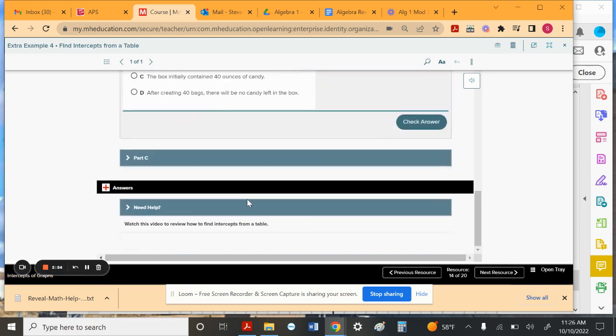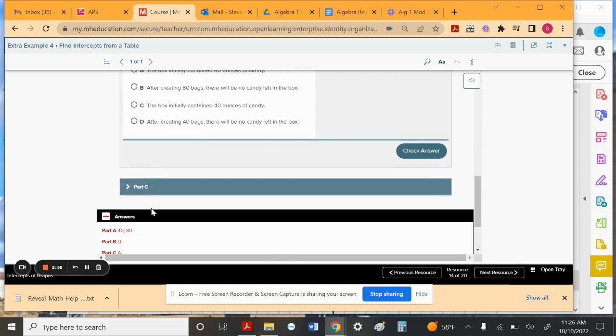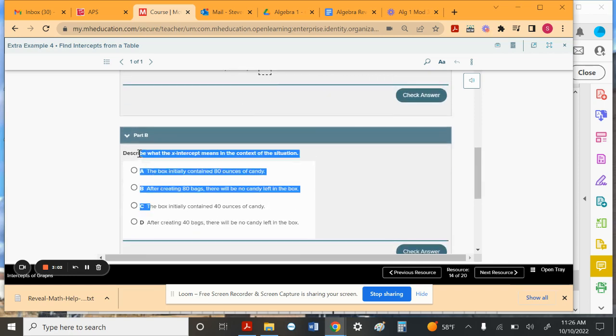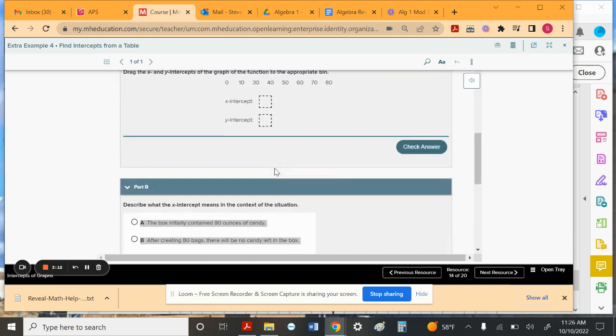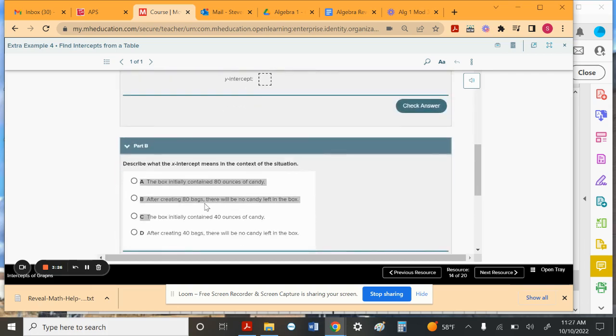And we can check that right away. So I have it 80. So notice that 40 is my x, 80 is my y. And describe what the x-intercept means in the context. So the box initially contains 80 ounces of candy. Here's the number of bags. And they're asking us to interpret the x-intercept. So that's when y is 0. So that means when we have no candy, we have 40 bags. That's how many bags that we have remaining. So we have 40 bags.